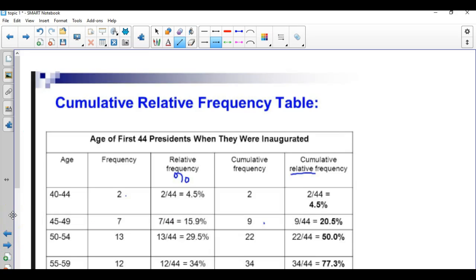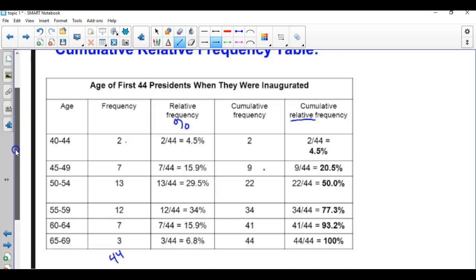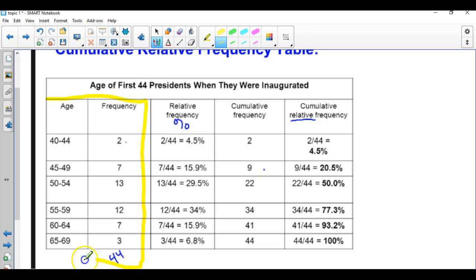Next, I have a cumulative relative frequency table. I actually have a few different things going on here. So first of all, a frequency table, let me highlight, is just right here. I'm looking at different ages and I'm counting the frequency. And I wrote down 44 there because there's 44 total presidents when they were inaugurated.